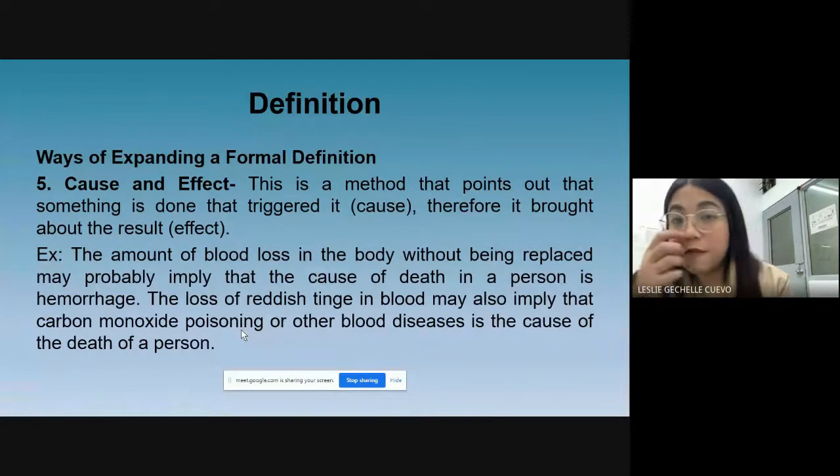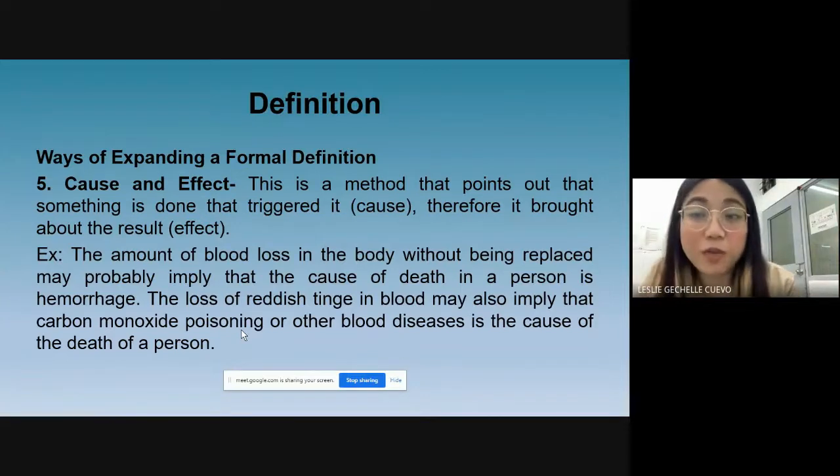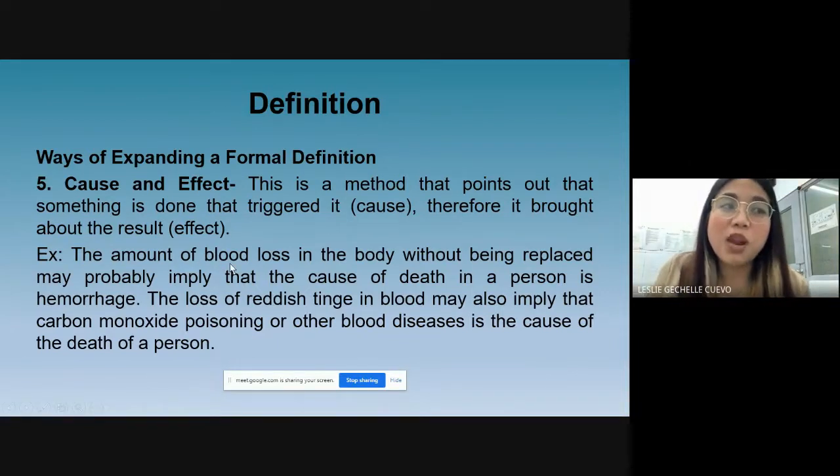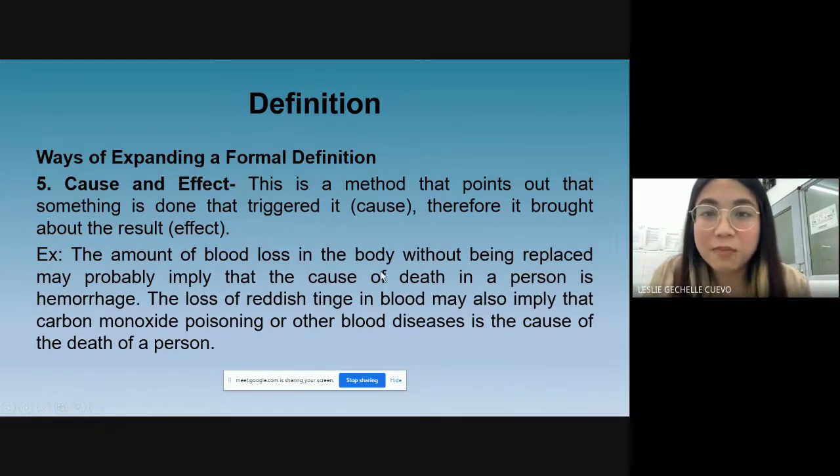And we also have cause and effect. This is a method that points out that something is done that triggered it, yung cause. Therefore, it brought about the result. Yun nga, nagkaroon ng effect. The amount of blood loss in the body without being replaced may probably imply that the cause of death in a person is hemorrhage. Balikan natin. The amount of blood loss in the body without being replaced may probably imply that the cause of death in a person is hemorrhage. Yun na yun.